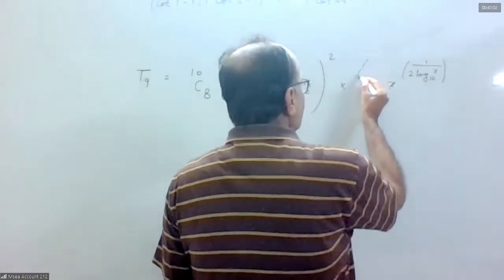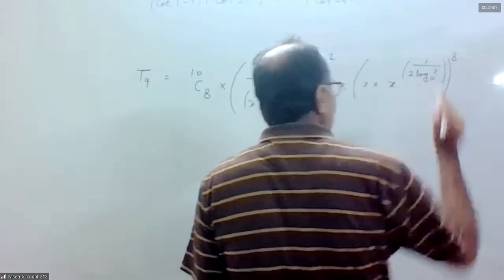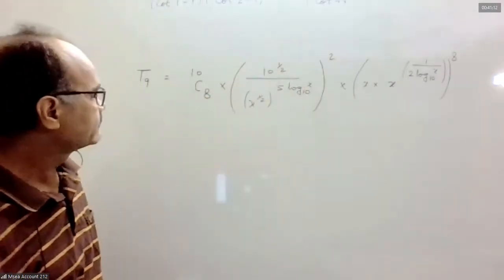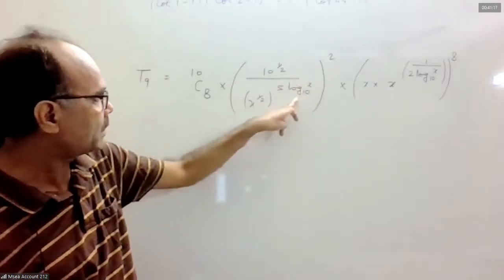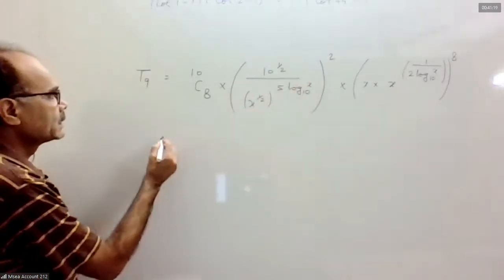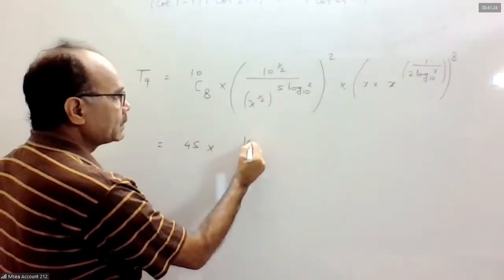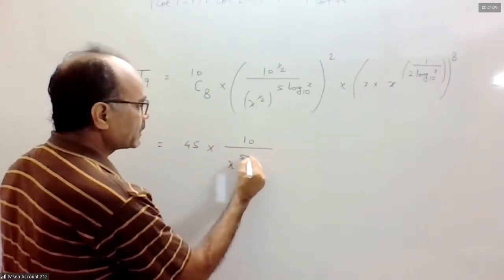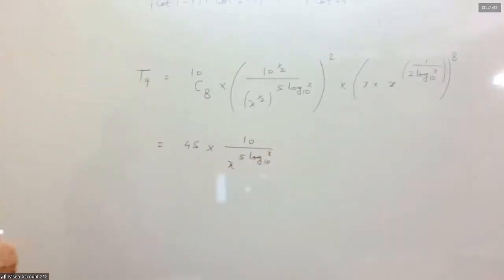Whole to the power how much? 8. Yes, sir. So this will be 10. Okay, this will be by 2. Again, this 2 inside x to the power 5 log x. 10C8 is 45, into 10 divided by x to the power 5 log x base 10. Develop the calculation once here, is it correct? Yes, sir.